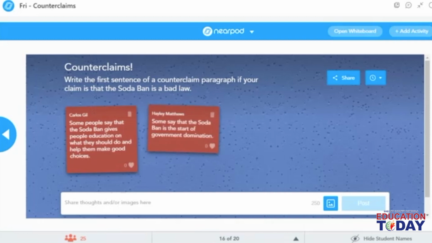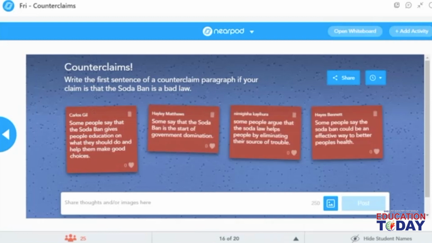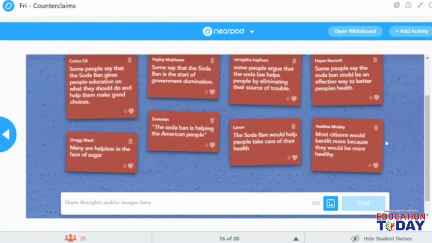If you need to remember, the texts are back around page 277 in the book. So some people say that the soda ban gives people education on what they should do and help them make good choices. Some people say the soda ban is the start of government domination. Good. Some people argue that the soda law helps people by eliminating their source of trouble.